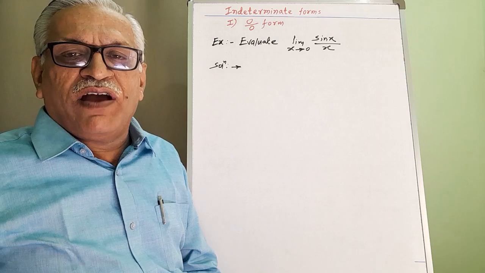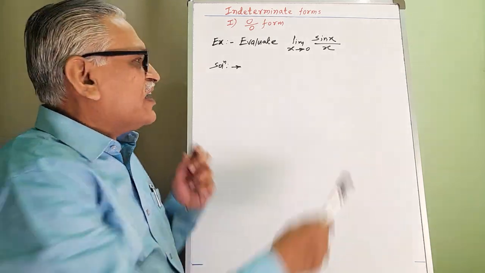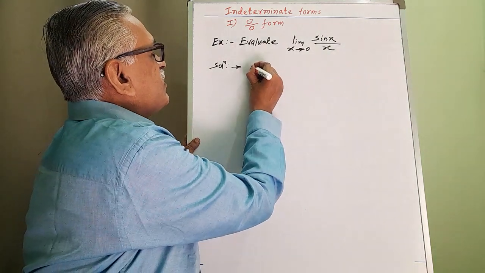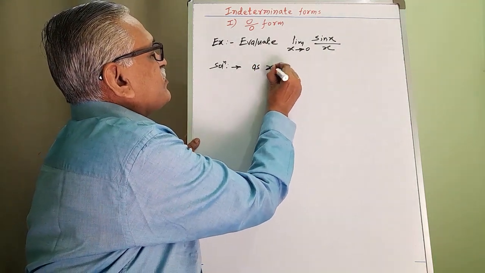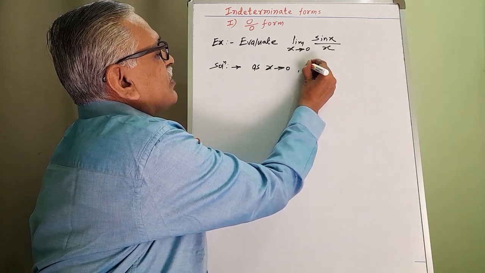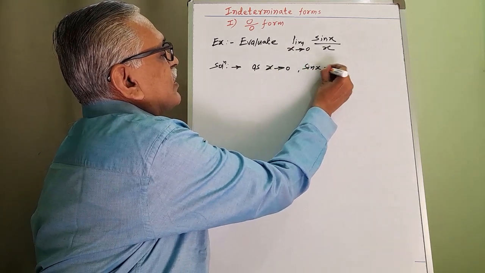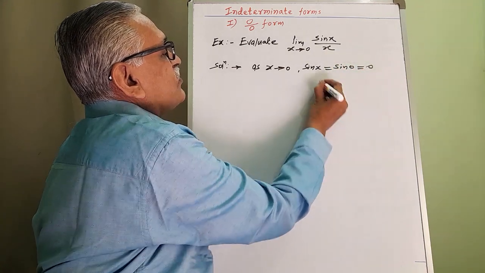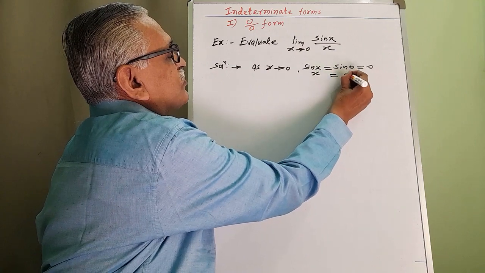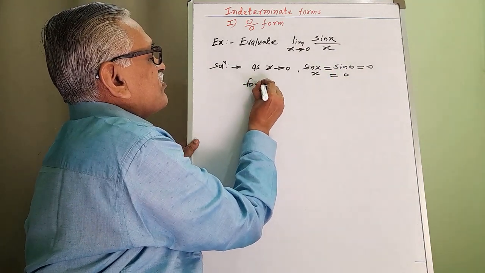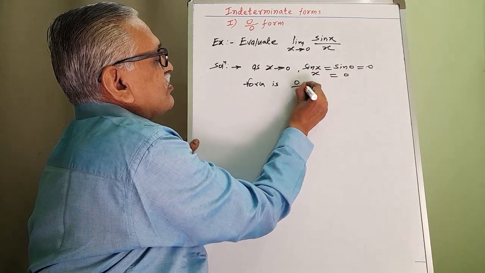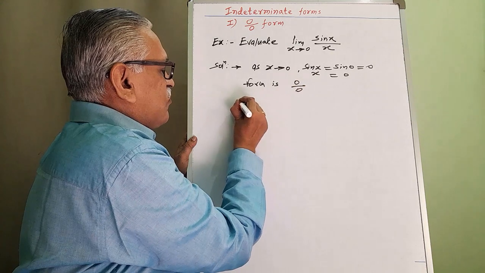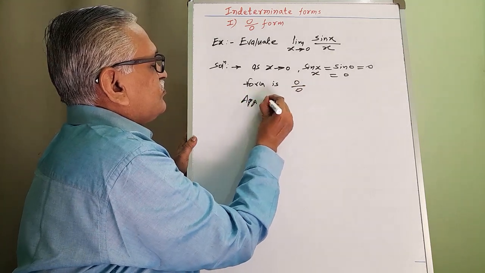We'll evaluate the limit of sin x divided by x as x tends to 0. To evaluate this, first of all we check what the form will be. As x tends to 0, sin x tends to sin 0, and the value of sin 0 is 0, and x is equal to 0. Therefore, the form is 0 by 0, a first indeterminate form. And therefore, as it is a 0 by 0 form, applying Cauchy's rule.